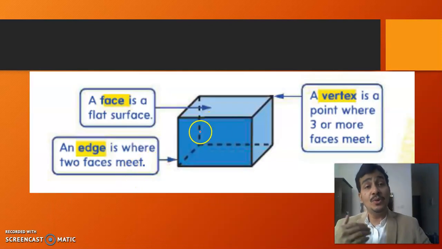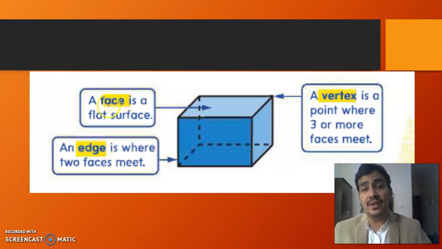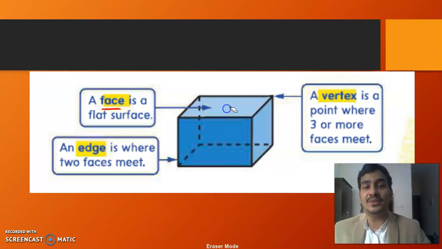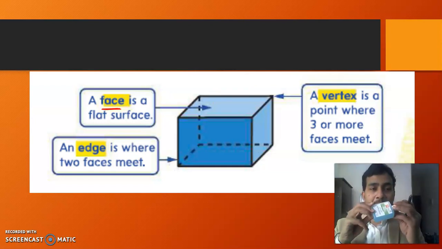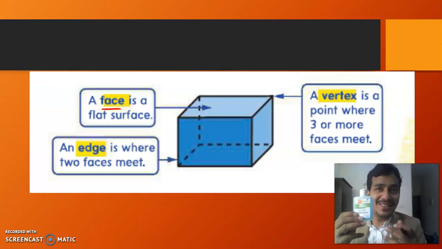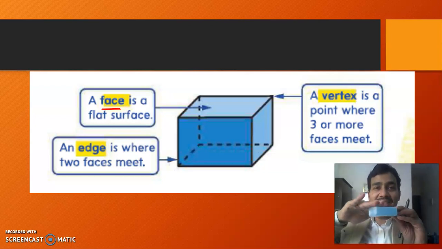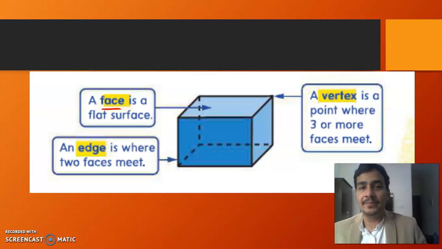Okay, so what we need to know about a 3-dimensional object, we need to know 3 words about the object. First thing, face. What is a face? Can you see this surface here, the smooth surface where you can put your hand and move it? That is called a face of a 3D object. For example, this object is a sanitizer, which nowadays we use a lot. Then this is called a smooth surface.